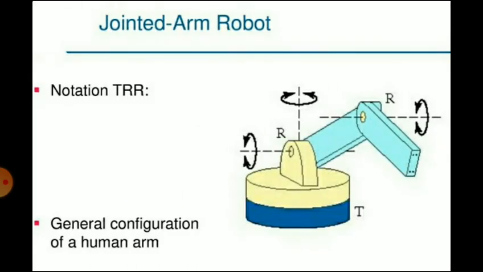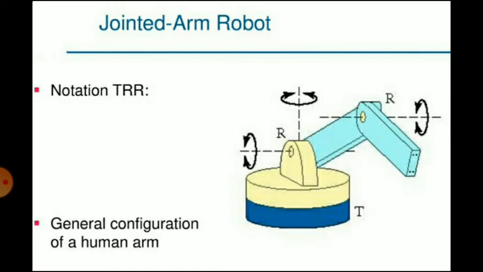Then jointed arm robot. The notation for jointed arm robot is TRR. T means it is a twisting joint and R means it is a rotational joint. So you can see in the diagram the notation that is given, that is TRR. So it is a general configuration of a human arm.